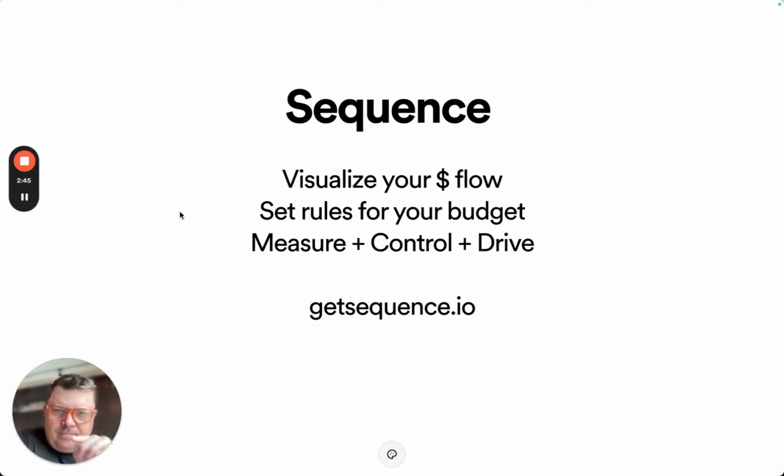So one more time, you're going to be able to visualize your money flow. You're going to set rules for your budget. And then once you do that, you're going to set rules based upon your budget. And then you're going to measure and control and be able to drive the process. So for us, as a family, as a household, it has been phenomenal. We have found thousands of dollars every month that we couldn't find before for whatever reason. And we've had a level of accountability in our home that we never had before.